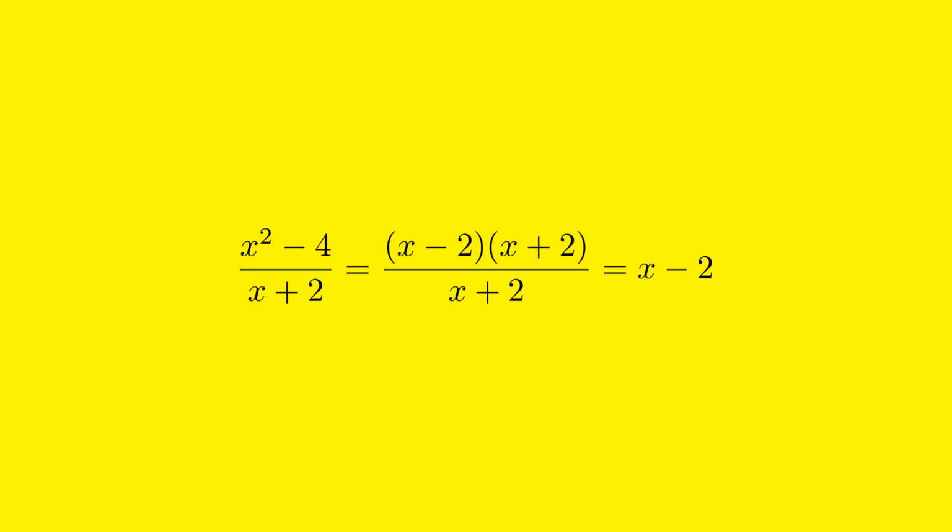The expression x squared minus 4 divided by x plus 2 reduces to x minus 2 after cancelling the common factor of x plus 2 from both the numerator and the denominator. Therefore, the rational expression in its simplest form is x minus 2. This concludes the final step in the problem-solving process.